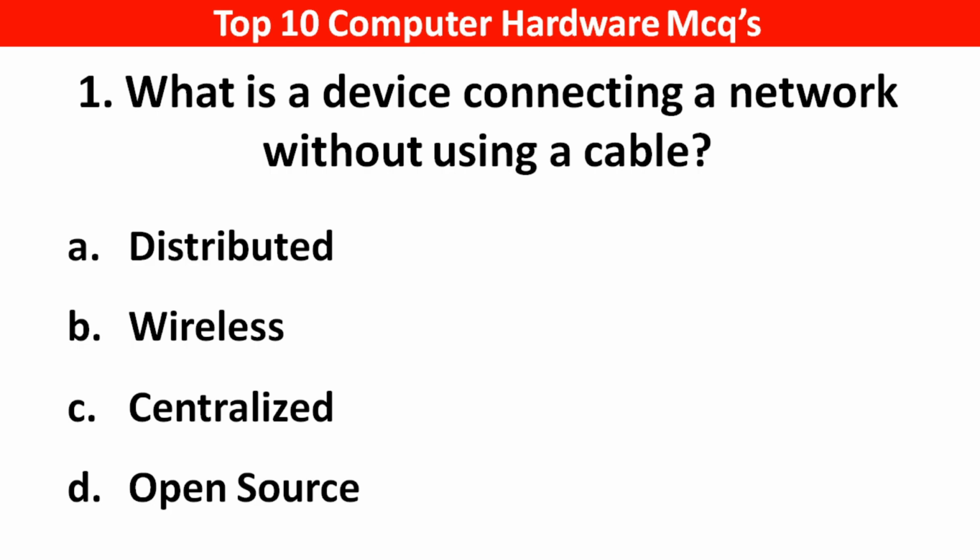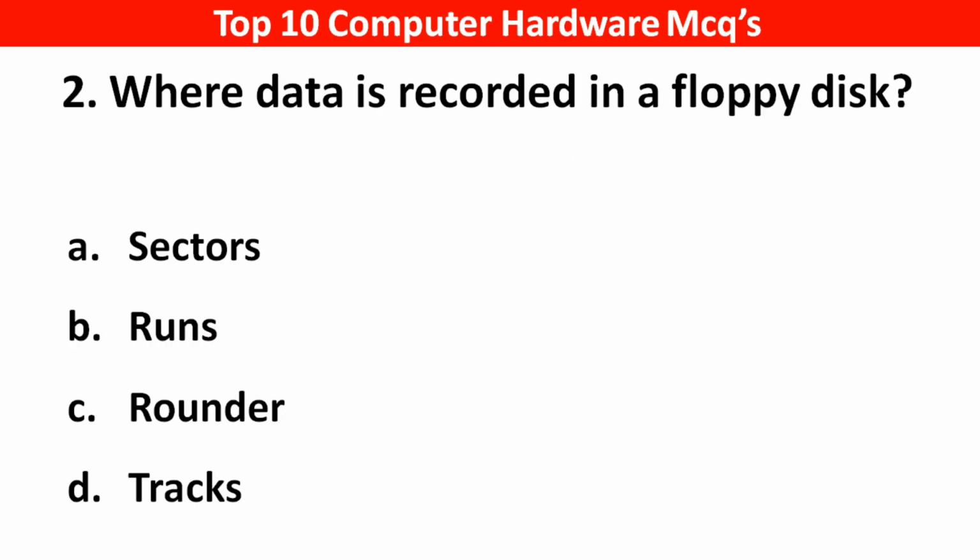Options: A distributed, B wireless, C centralized, D open source. Right answer is option B wireless. Next question, where data is recorded in a floppy disk?